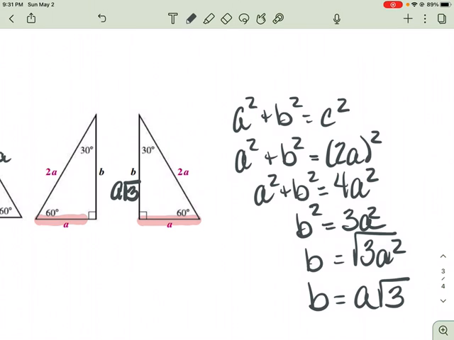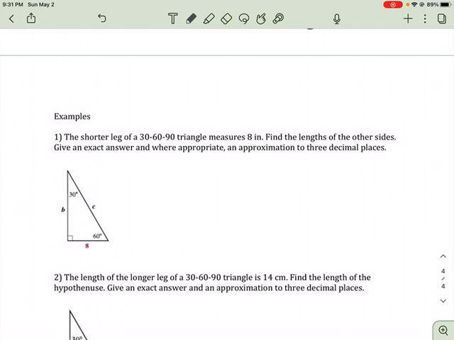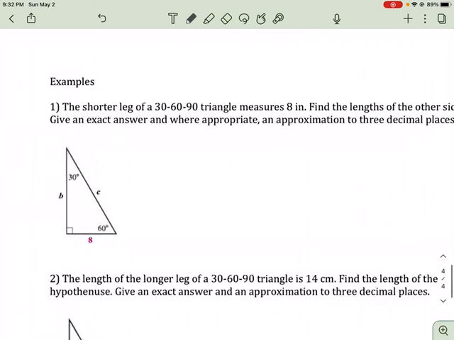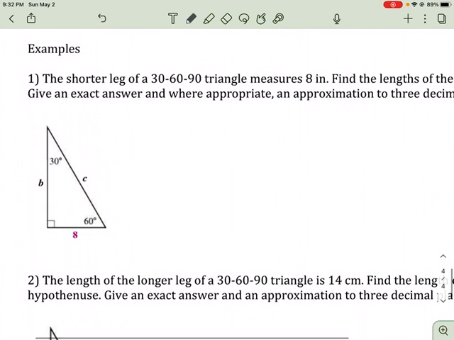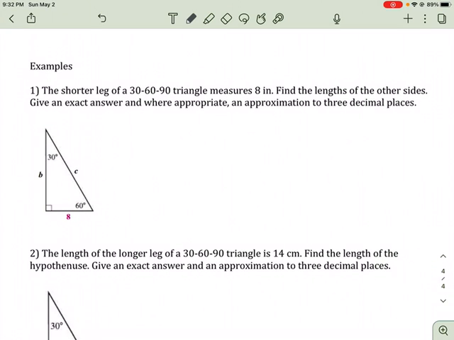Now keep in mind the shorter leg is opposite the 30-degree angle, the longer leg is always opposite the 60-degree angle, and the hypotenuse is always opposite the 90-degree angle. All right, so let's take a look at how this is going to work for us. The shorter leg of a 30, 60, 90 triangle measures 8 inches. There's our picture. If there's no picture, by the way, you should always draw one. Anytime you're dealing with a triangle problem, always draw a picture. Find the lengths of the other sides. Give an exact answer, and where appropriate, an approximate answer to 3 decimal places.